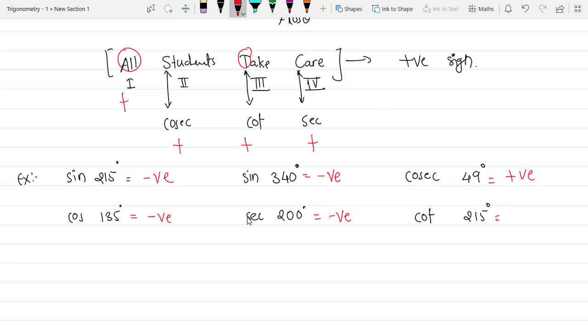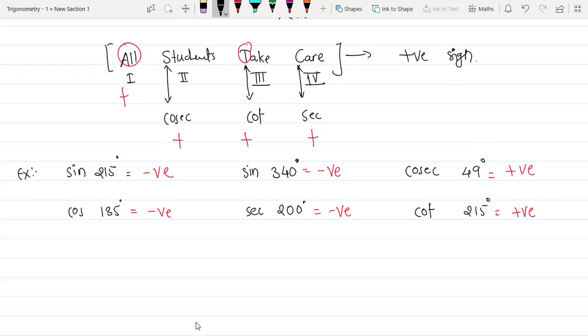So in the third quadrant, cot is positive or negative? Positive. It is positive only. Okay, see here, in this way we derive the sign of the trigonometric functions. Is it okay? Yes. Now let's have the coterminal angles.